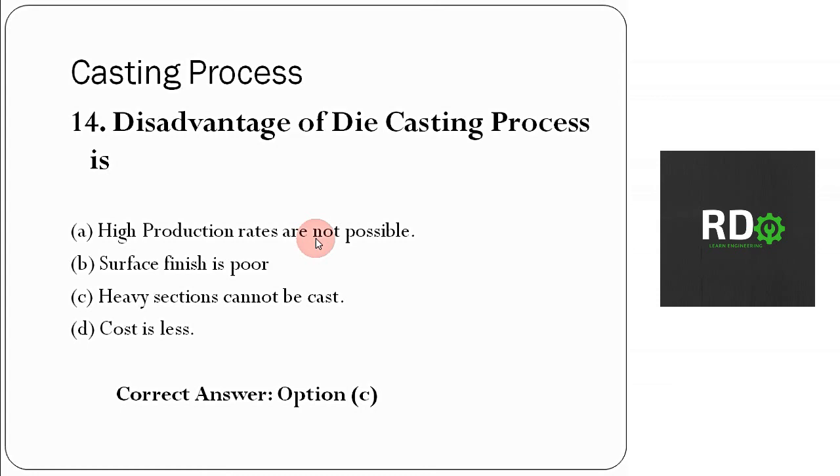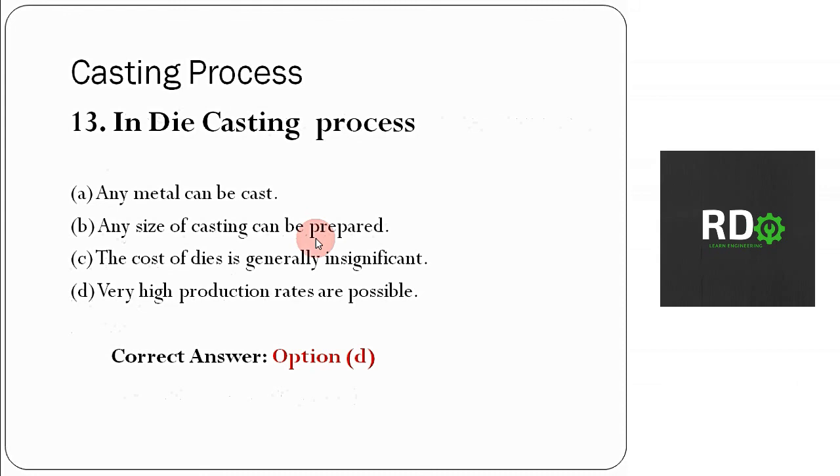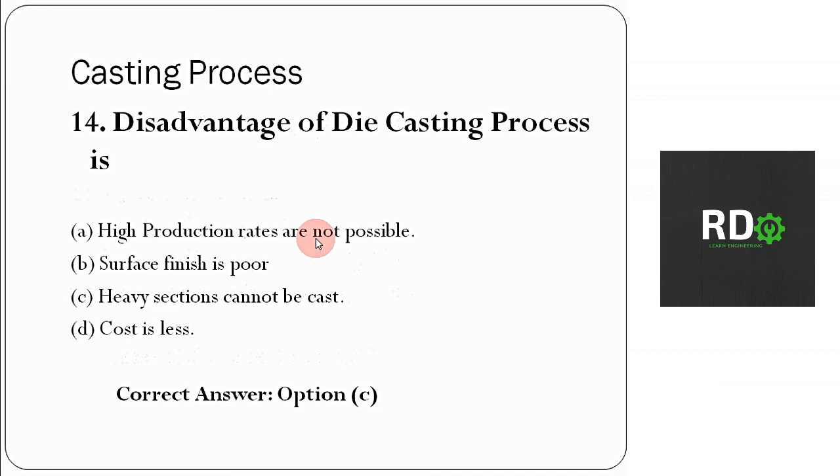Yes, it is advantageous in a way. That advantage of die casting we discussed in the earlier question, question number 13, that very high production rate is possible. But in the same way, in the next question, number 14, as you can see, the disadvantage is that heavy sections cannot be cast. The right answer or the right option will be option C.